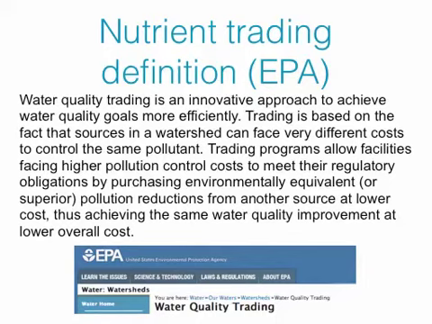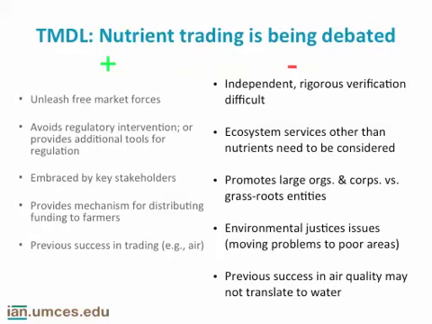And each of the states then has a nutrient trading plan, and equally emotive language occurs. Several of us looked at this. I served sort of as a mediator between some river keepers who are very anti-nutrient trading and some of the agencies which are pretty pro-trading. We came up with this sort of plus and minus table. So the pluses of nutrient trading is it can unleash free market forces instead of a regulatory top-down approach, which allows innovation and a bottom-up approach. It avoids the regulatory burden, provides additional tools for regulation. It is embraced by various key stakeholders.